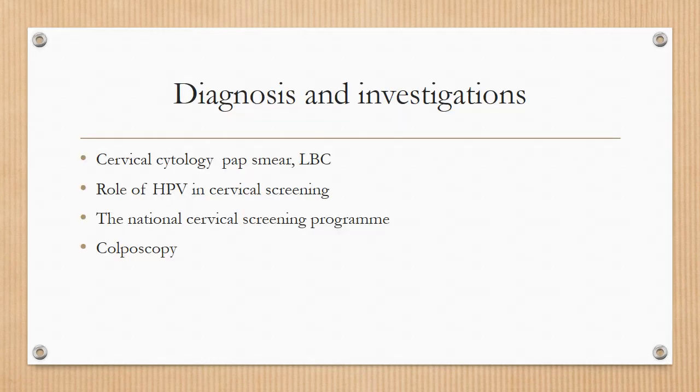Then how can we diagnose and investigate premalignant lesions of the cervix? It could be by cervical cytology with the help of pap smear and liquid based cytology. Then what is the role of human papillomavirus in cervical screening? Because HPV is the causative agent. So there is a role of HPV in the national cervical screening program of the UK, and then what is called colposcopy.